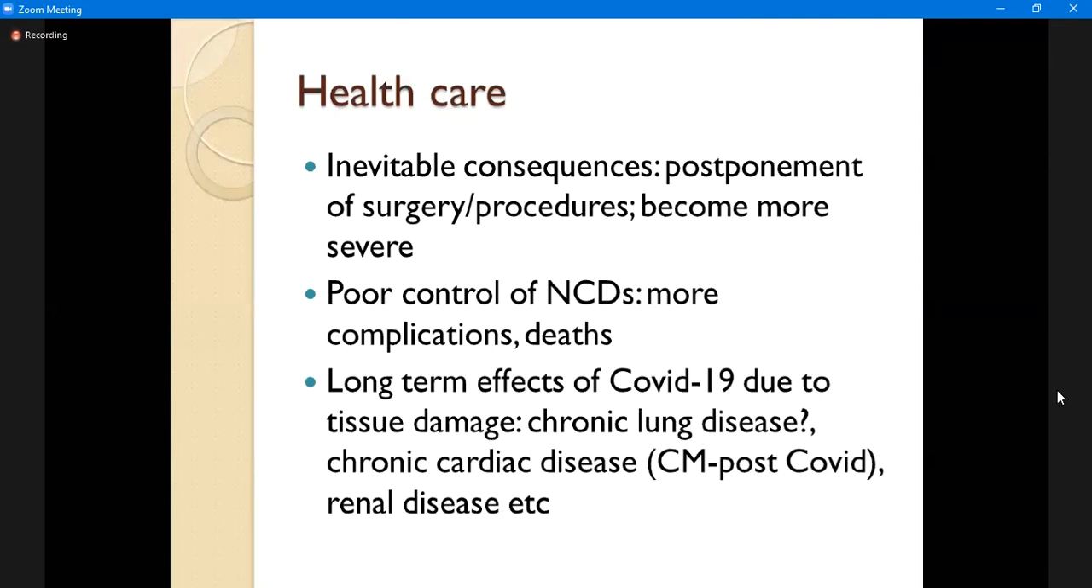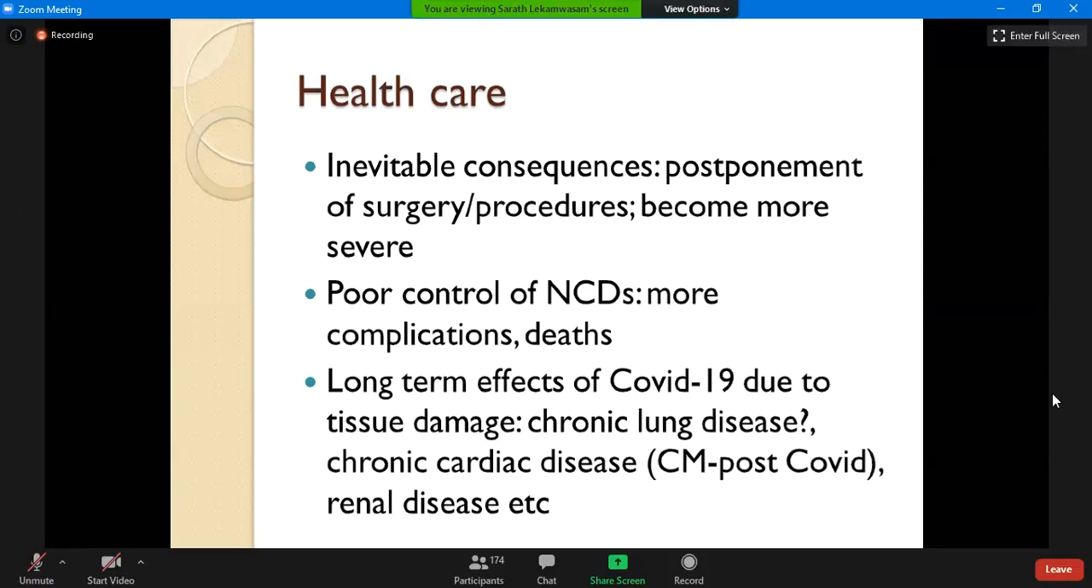So chronic cardiac disease, like cardiomyopathy post-COVID, whether you will be writing a diagnosis card 10 years after saying that this patient got a cardiomyopathy post-COVID or something like that. I don't know, but it is a real possibility. And the renal disease seems to be a transient and temporary one, but even then people have to follow up those patients and see whether COVID has left long-lasting tissue damage in those systems, and so that the patient will have continuous disability.